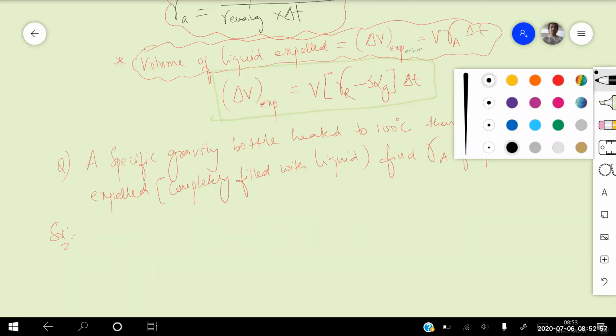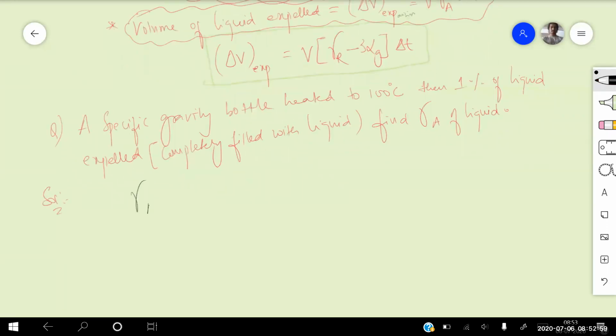So how do you write the gamma A? Gamma A is equal to expelled divided by remaining into temperature difference. Expelled is how much? 1%. Remaining is how much? 99. Temperature difference is 100. So that will become the answer for the given condition.